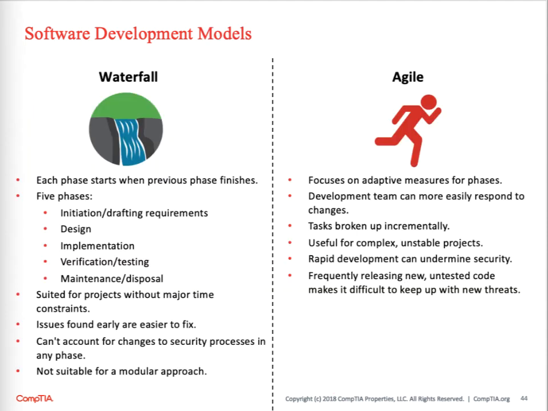So of these software development models, we have the waterfall method. In the waterfall method, each phase starts when the previous phase finishes. Typical phases are the initiation and drafting requirements phase, the design phase, implementation phase, the verification and testing phase, and the maintenance and disposal phase. Because each one of these phases cannot proceed without the successful completion of each of the previous phases, this ensures that security issues are found much earlier and they're going to be cheaper to fix.